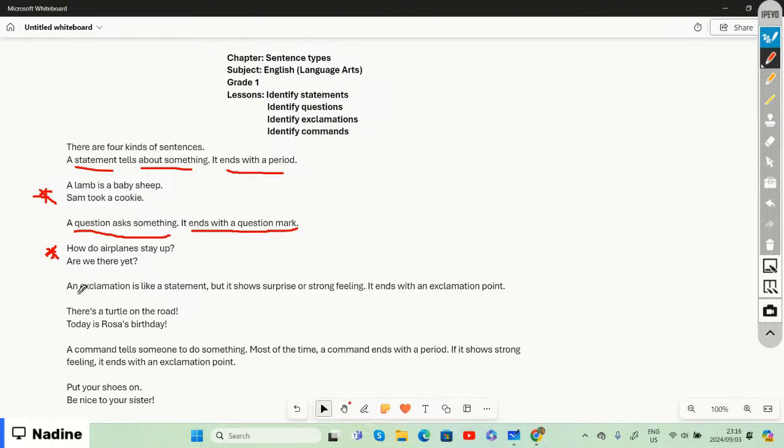And then we have an exclamation. An exclamation is like a statement. The only thing that differs from a statement is that an exclamation shows surprise or strong feelings. And an exclamation sentence ends with an exclamation point.